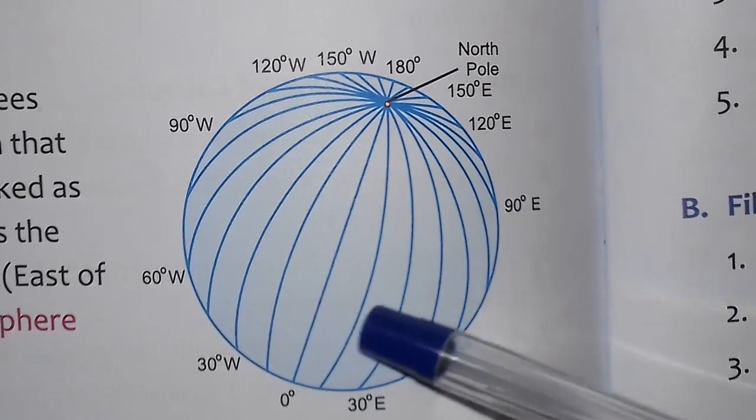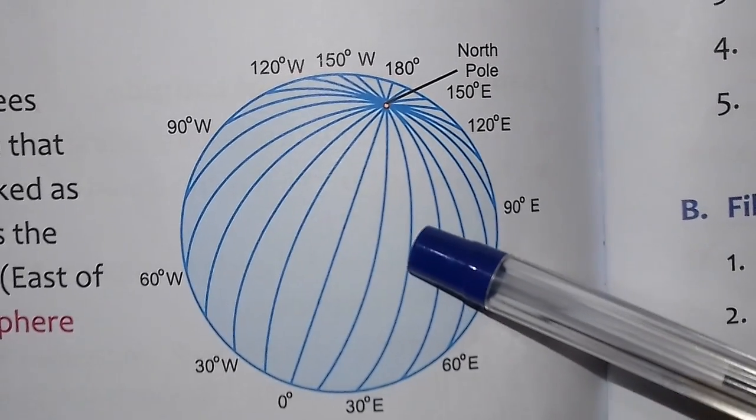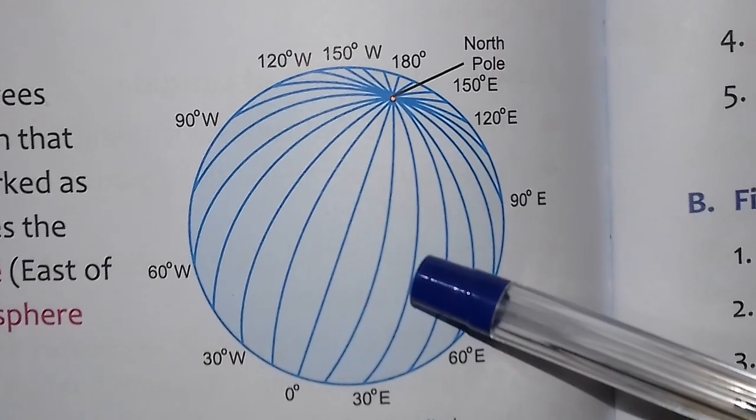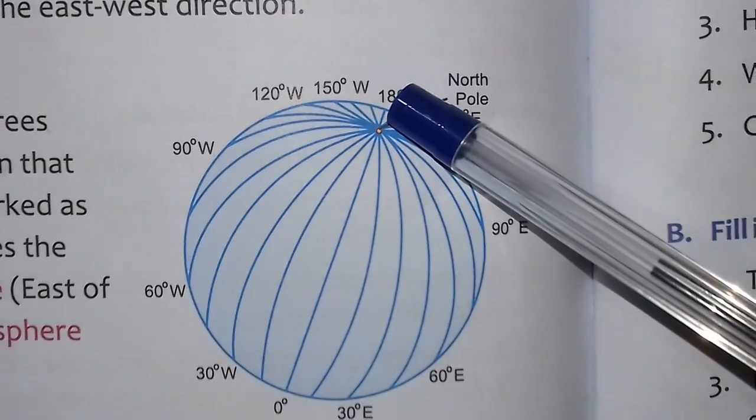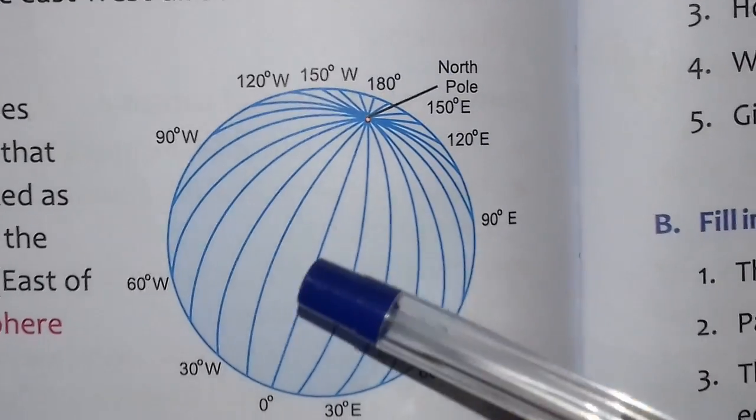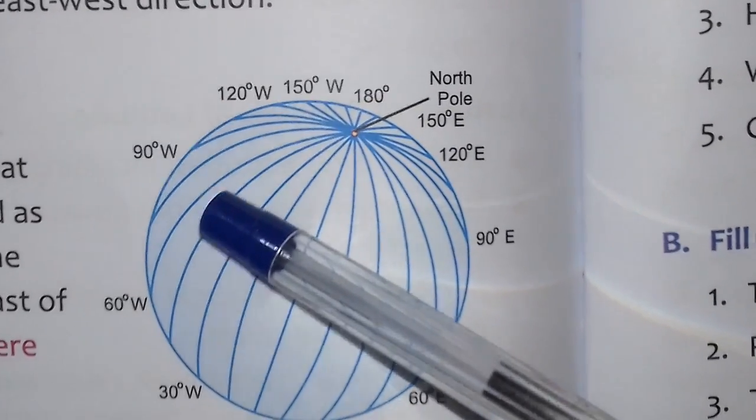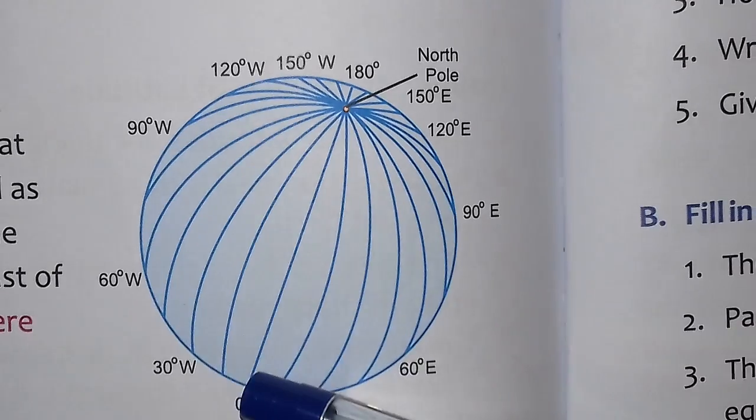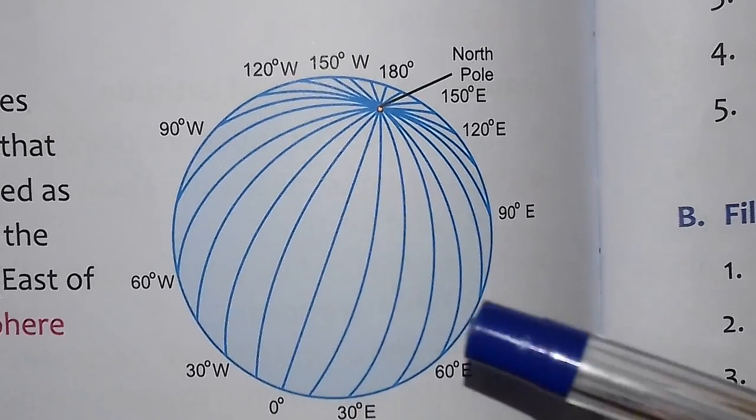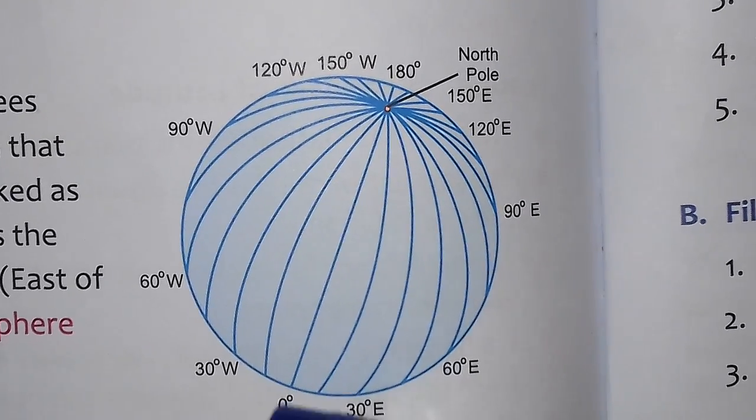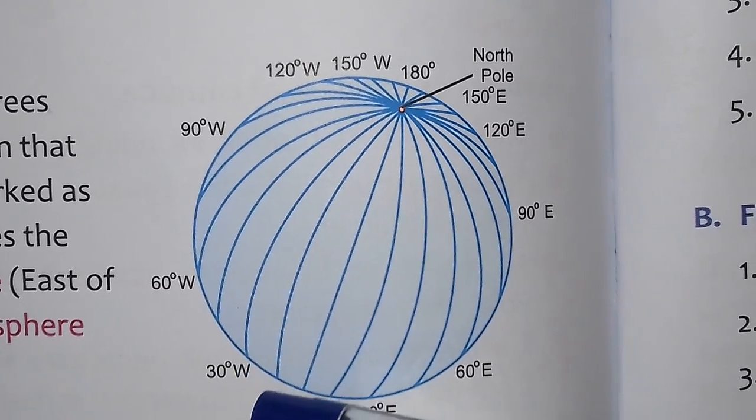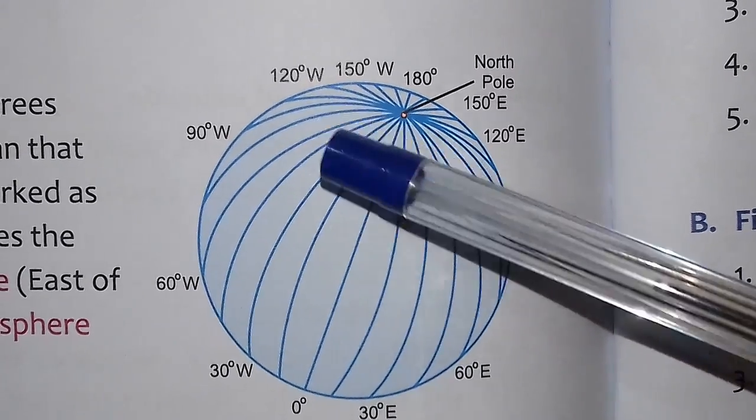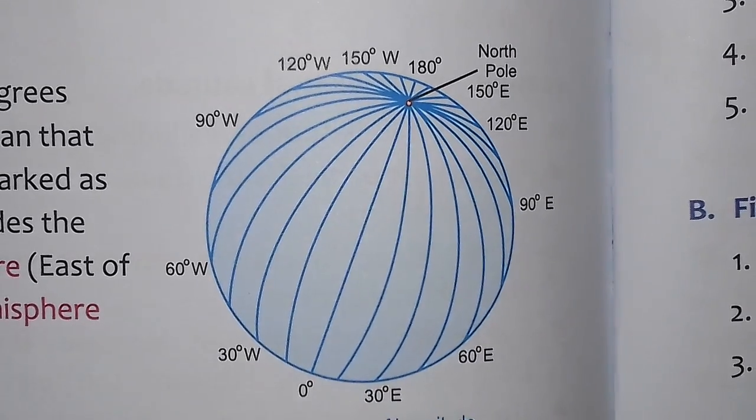There are a total of 360 meridians in all. The prime meridian 0 degree, the international date line 180 degree, and 179 meridians from 1 degree east to 179 degree east in the eastern hemisphere, and 179 meridians from 1 degree west to 179 degree west in the western hemisphere.